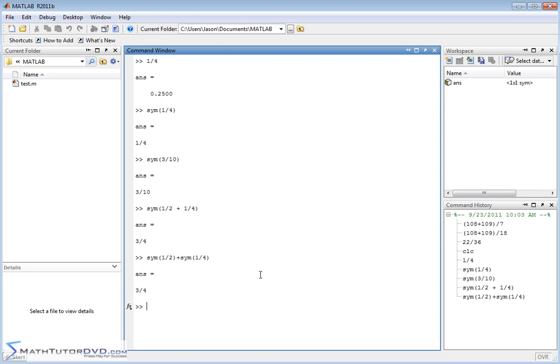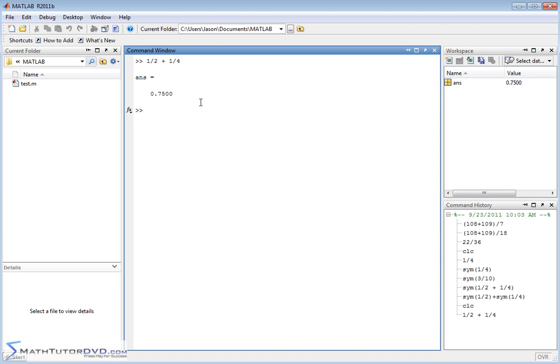So let me clear the screen. I always like to do that when I'm messing around like this because it keeps things nice and clean. Let me go back for a second and show you what happens when you take 1/2 and add it to 1/4. What you really get is 0.75. Notice we didn't have any symbol wrapped around anything, so MATLAB went ahead and just calculated the result numerically for us.